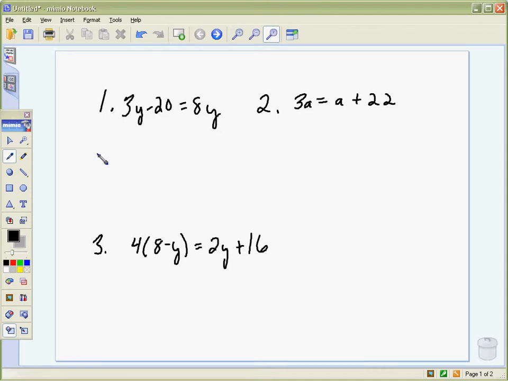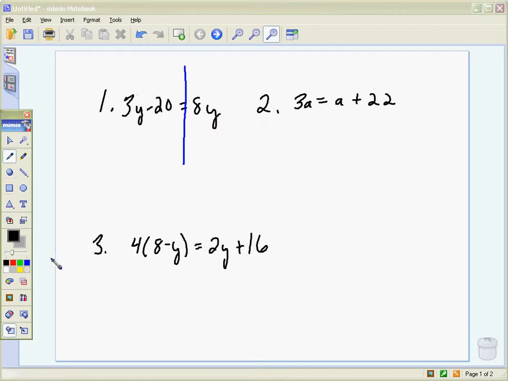Solve multi-step equations with variables on both sides of the equal sign. So let's look at number 1. Again, the equal sign divides the equation into two parts. We have the left side and the right side.